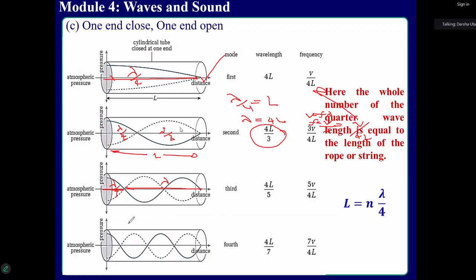So therefore, the common equation we can develop for this one is L equals n lambda over 4. Suppose n is equal to 1, then what will happen? L equals lambda over 4, so lambda equals 4L. This is that one, no?